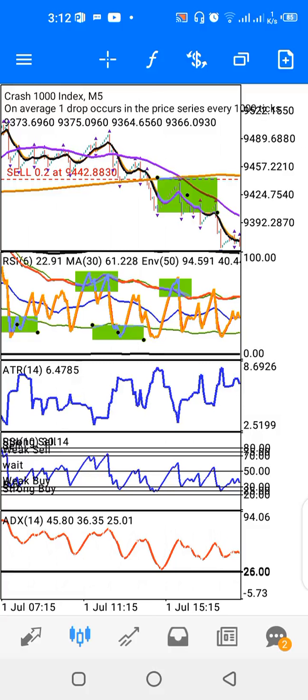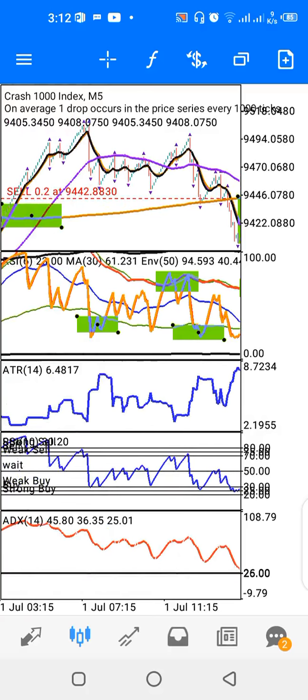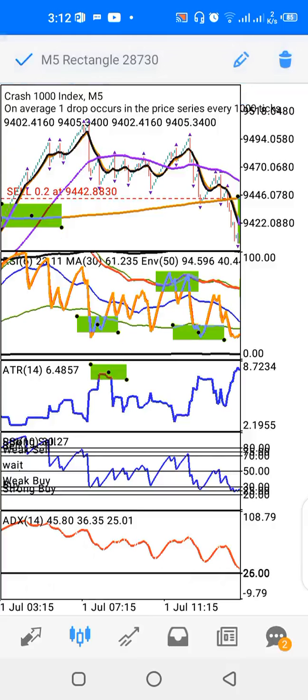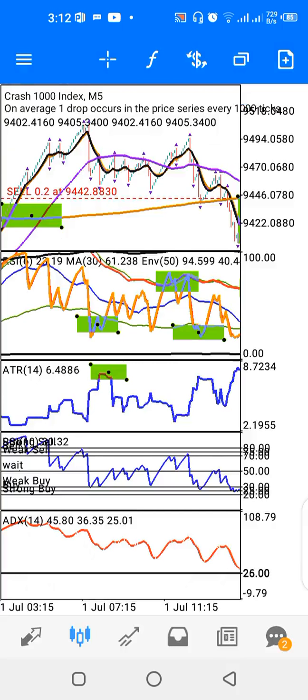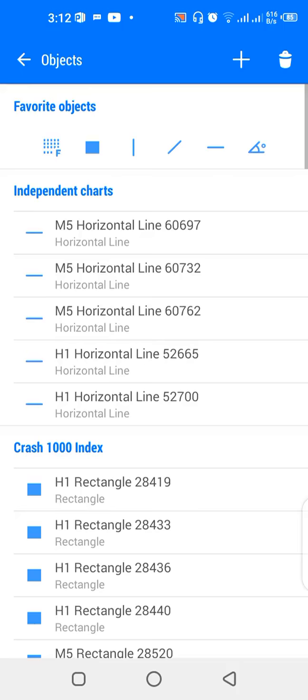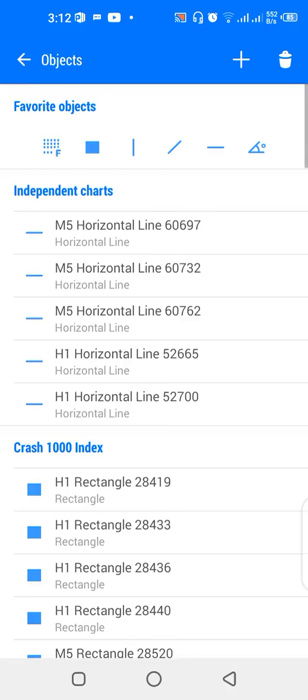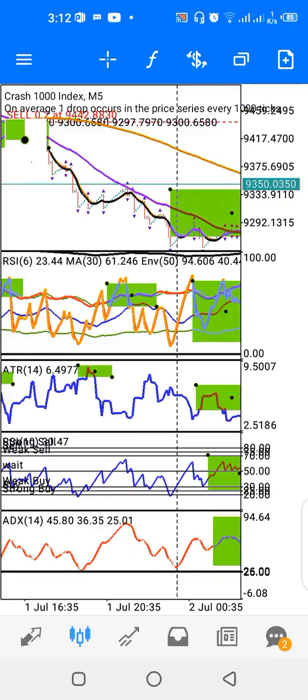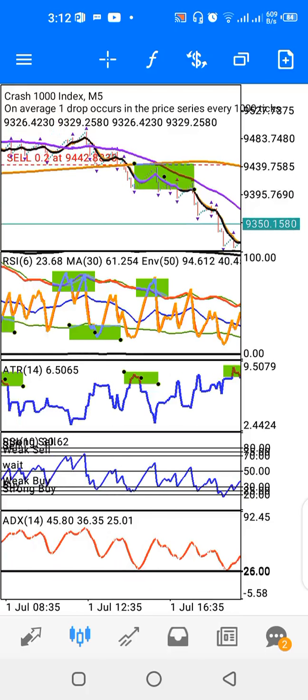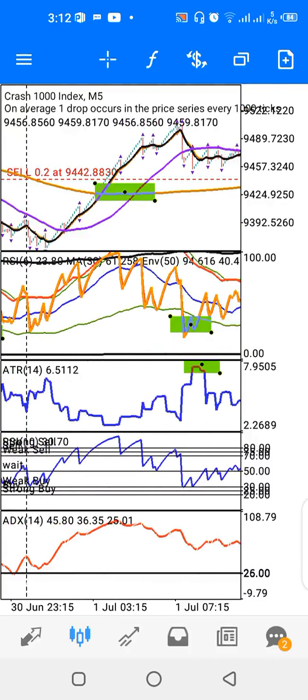For indicator window 2, where you have the ATR, for selling opportunities, you allow the ATR to go up, and when it starts to turn downward, then you look for a sell signal. That is for crash index. For boom index, the reverse will be the case. You allow the ATR to go downwards, and when it starts to turn up, you look for a buy signal.